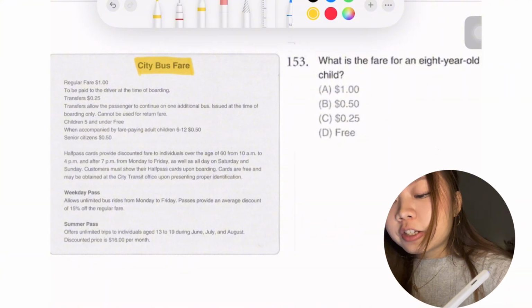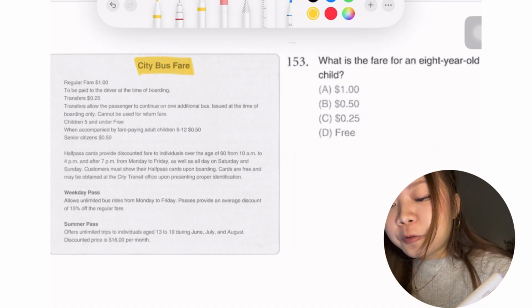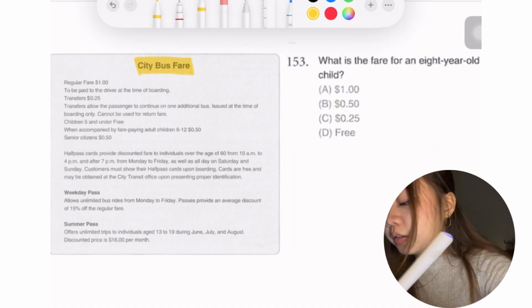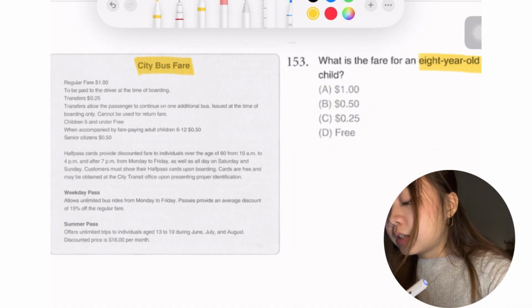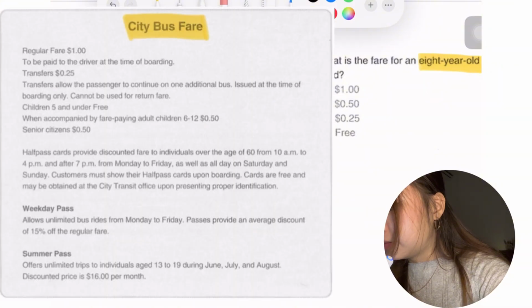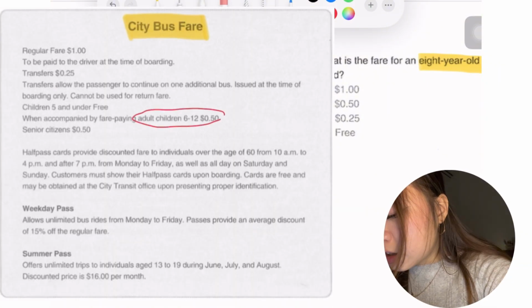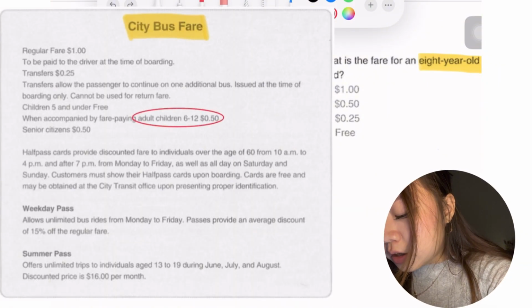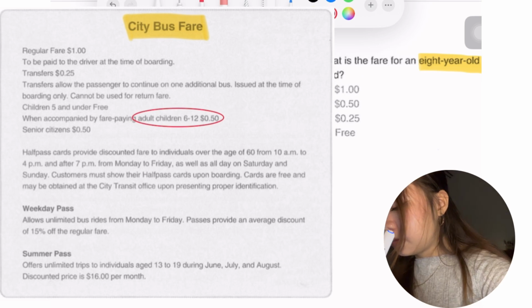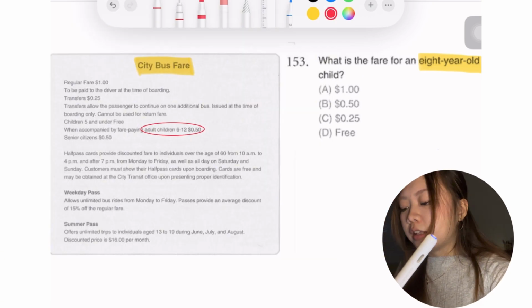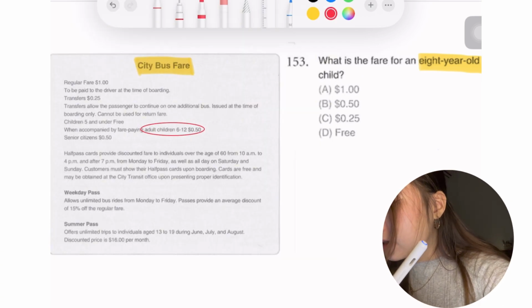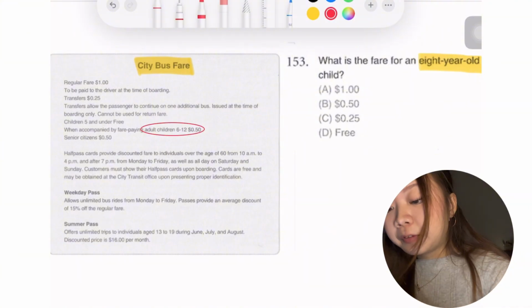So, what is the question here? What is the fare for an 8-year-old child? Let's scan the notice for information about children. Here we go. Children 6 to 12, $0.50. An 8-year-old child is in the age range 6 to 12, so the answer is definitely B, $0.50.